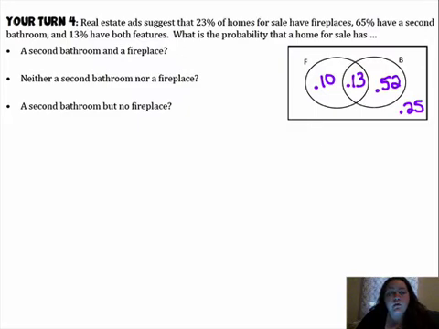So a second bathroom and a fireplace. That'd be the probability of the bathroom and the fireplace. That's an intersection. And that would be where they overlap right there in the middle, which is 0.13 or 13%.